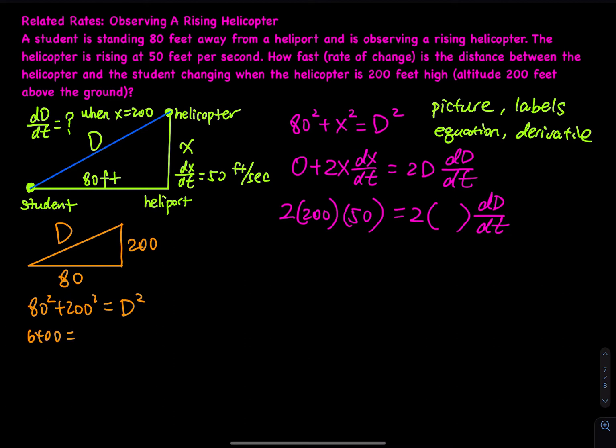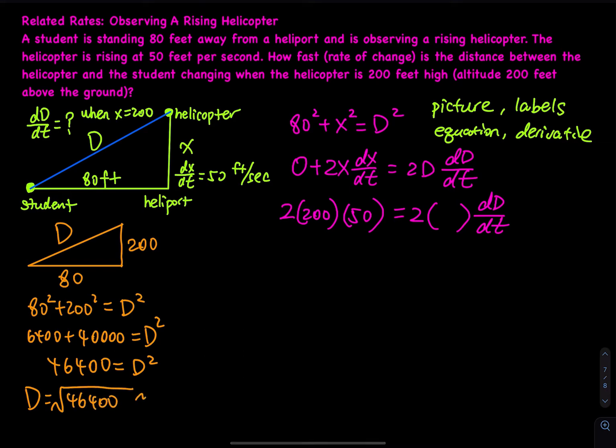And then this is a plus 40,000 equals d squared. So that is 46,400 equals d squared. You take the square root on both sides. So d is the square root of this. That is approximately equal to 215.41. So this is feet.